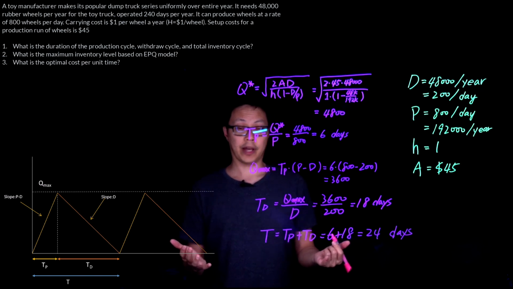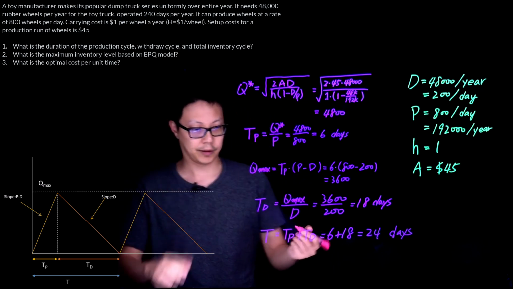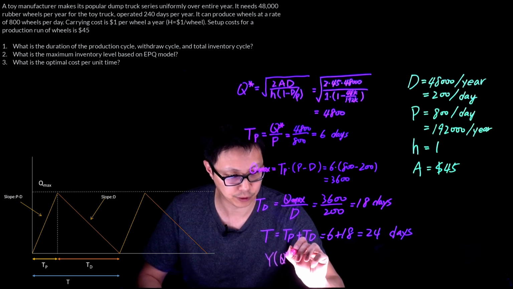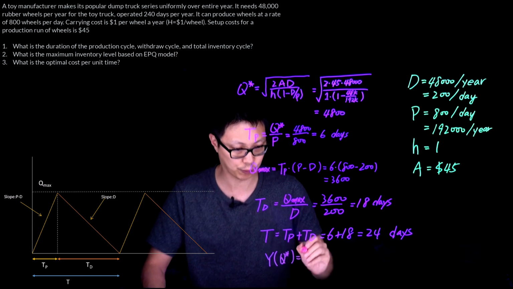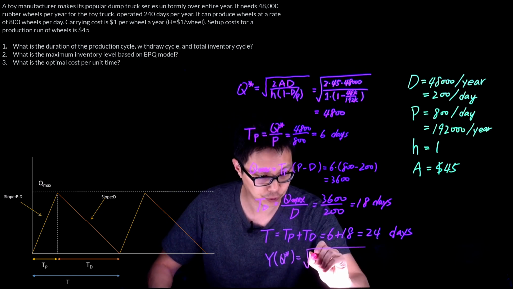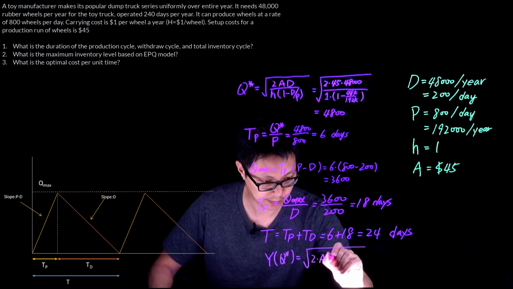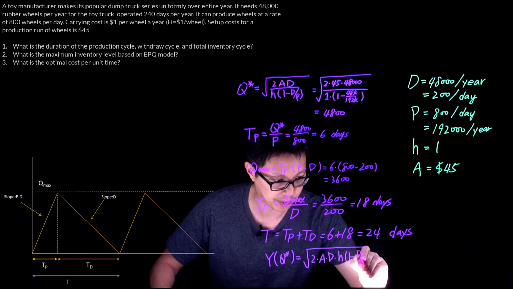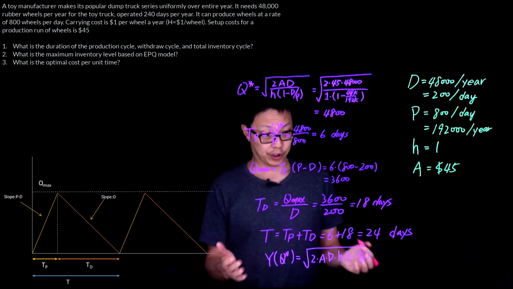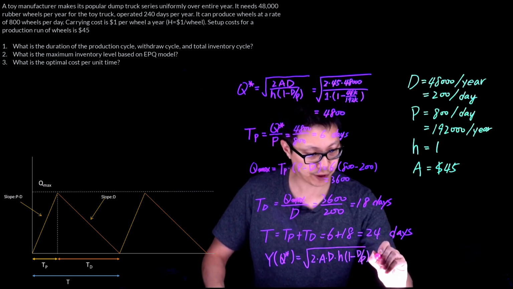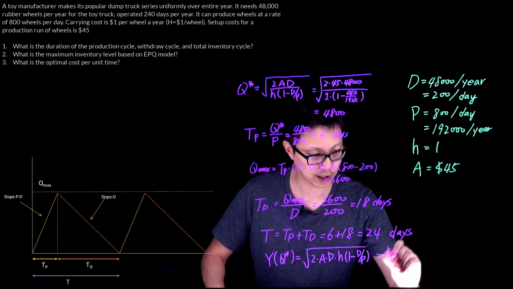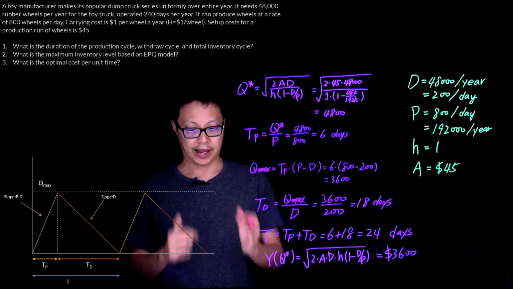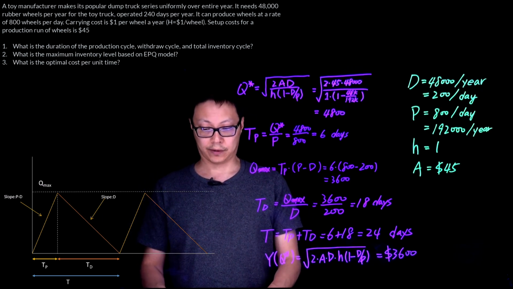I can also calculate the optimal cost, and the formula for the optimal Q and the corresponding cost will be the square root of 2 times A times D times H, times 1 subtract by D divided by P. Again, you just plug in all the numbers and you'll realize the total cost will be $3,600. So this answers every single question provided in the problem description.